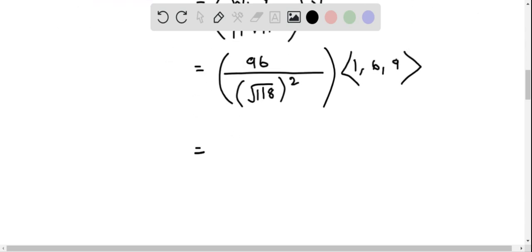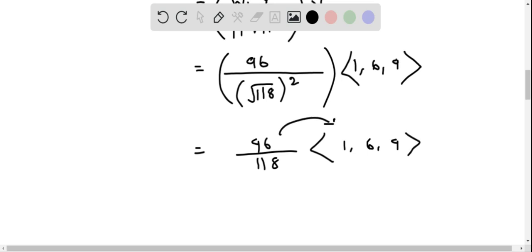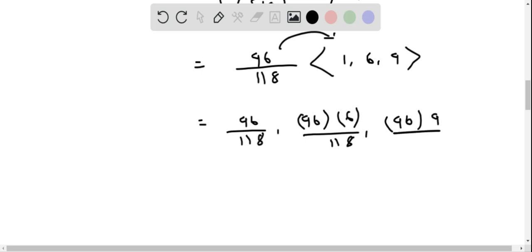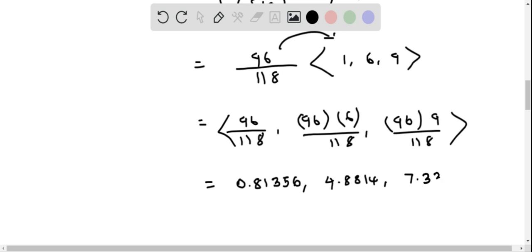Let's simplify this. This gives 96 divided by 118 times 1, 6, 9, and we can distribute this into the terms inside the brackets. We will have 96 over 118, comma, 96 times 6 divided by 118, comma, 96 times 9 divided by 118. When we plug this into the calculator, we approximately get 0.81356, written in 5 significant figures. The next term is 4.8814, and finally 7.3320, also in 5 significant figures. So this is the projection of w along v.